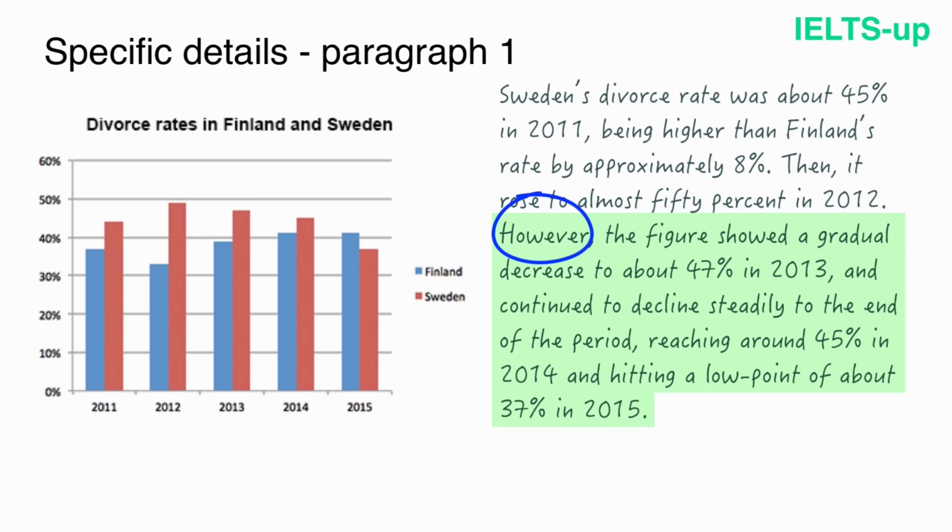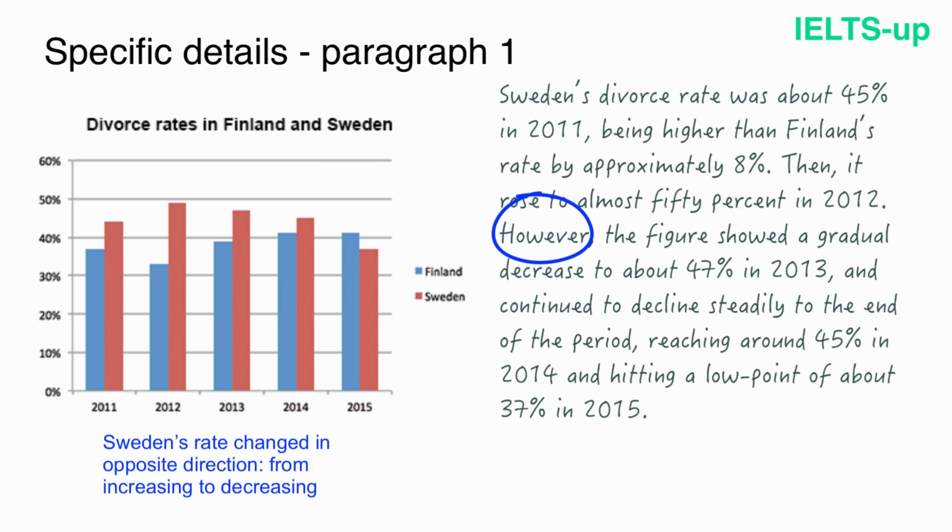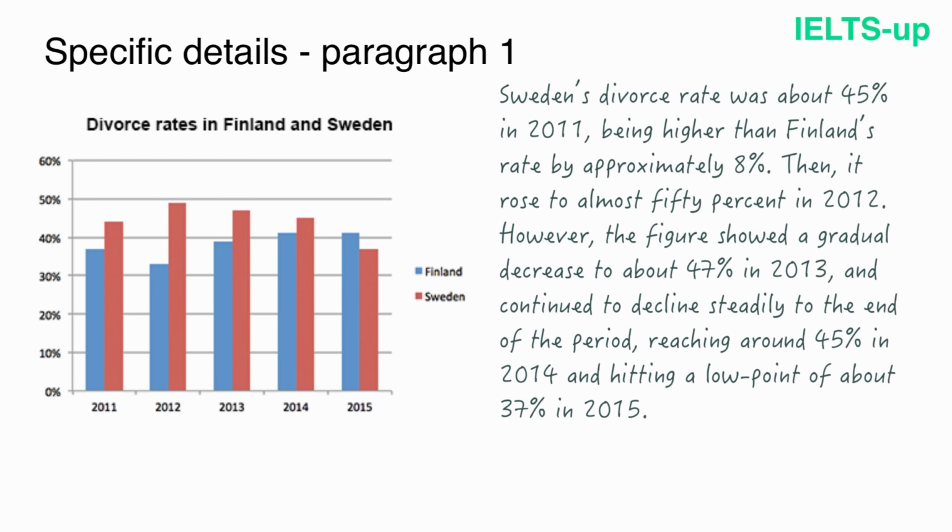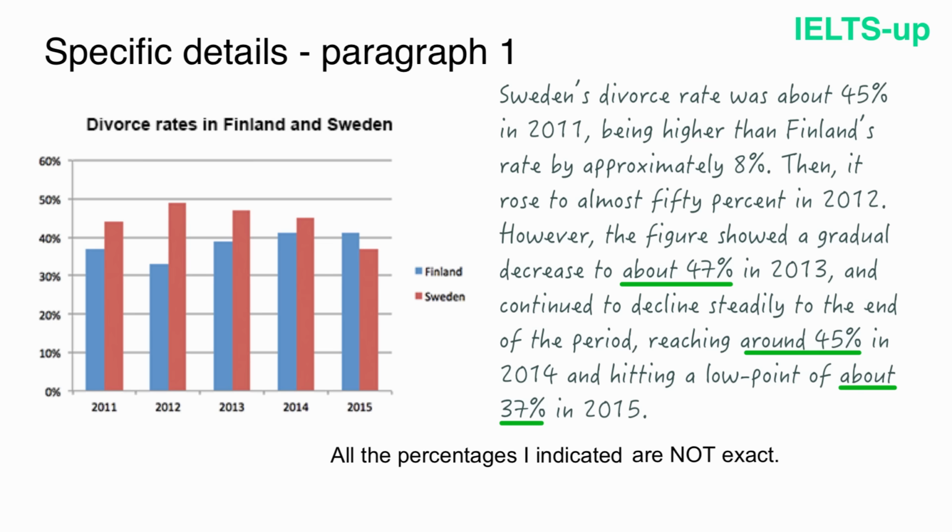The linking word "however" is used to emphasize that Sweden's rate changed in opposite direction, from increasing to decreasing. Also, you can see that all the percentages I indicated are not exact, so I used words "around" and "about."